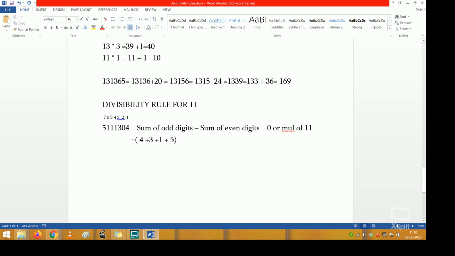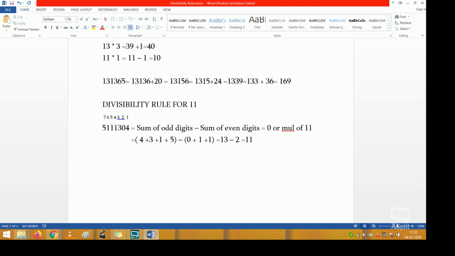4, this is first place, third place, fifth place, and seventh place. So 4 3 1 5 minus the sum of even digits. What is the sum of even digits? So it is 0, 0, 1 and 1. Right, 0 plus 0 plus 1 plus 1. Now, what is 4 plus 4 plus 5? You get it to be 13, right? You add them all, you get 13. So, what is the sum of 0 plus 1 plus 1? You get it to be 2. So, 13 minus 2 will give you 11.